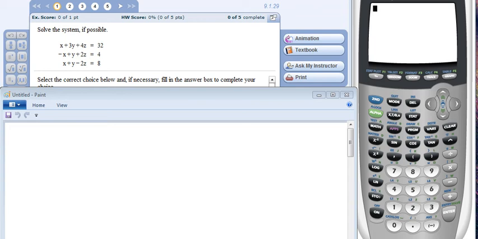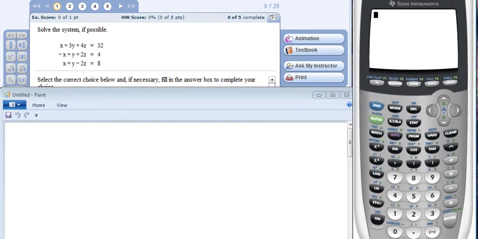Hi everybody, this is section 9.1, the start of chapter 9. Chapter 9 is all about systems of equations, just like we had in 4.3, except we are going to be extending them over to 3 variables with 3 equations.